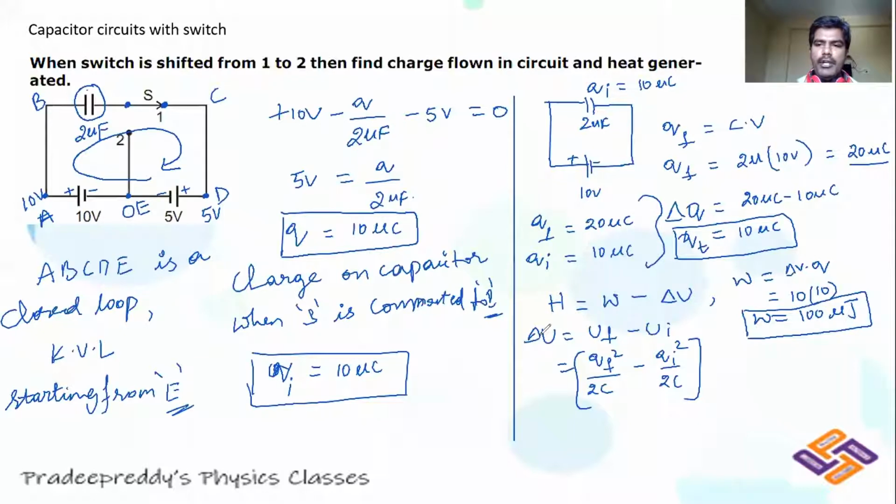Delta U is the potential energy difference. And heat developed will be equal to 100 microjoule minus this delta U. Delta U, you should calculate that. You will be getting some answer here. From there, H is equal to 100 microjoule minus delta U gives you heat produced, right? And this heat produced is nearly equal to 25 microjoule. You can calculate that. This is how you can find out heat produced in the circuit.